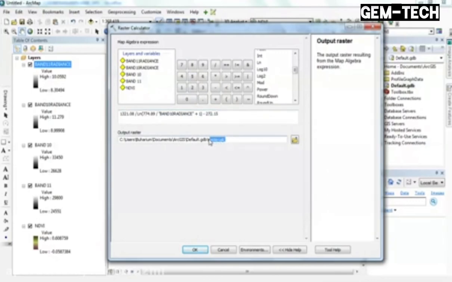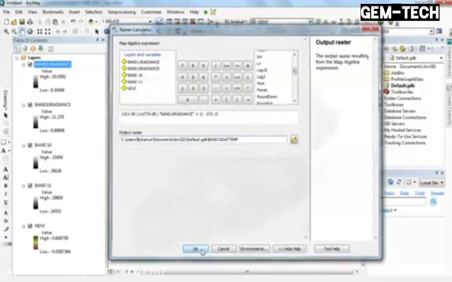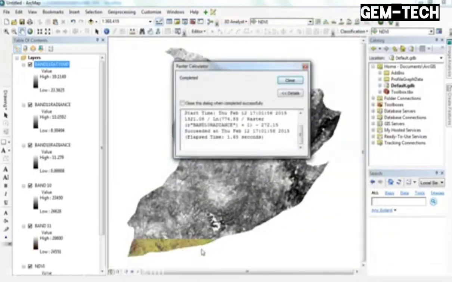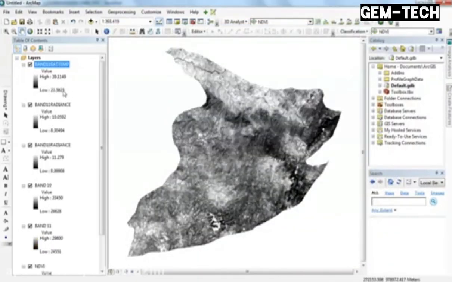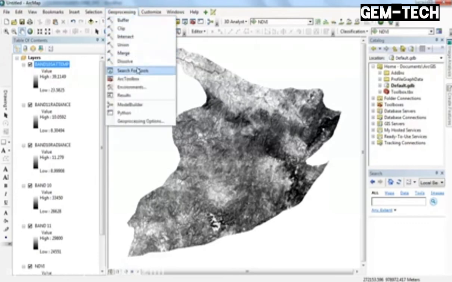I'm just going to rename this to band 10 sat temp, for band 10 satellite temperature, and I'm going to OK that. And hopefully I should get a new raster file with the actual temperature that has been received at the satellite during the time of the image. So my temperature ranges from 23.5 to 39.1. I'm just going to repeat the same process for my band 11.